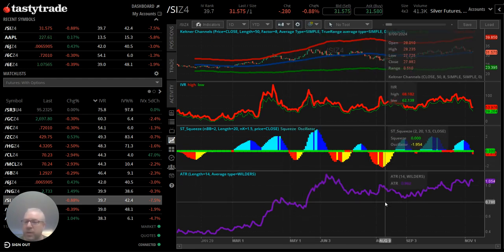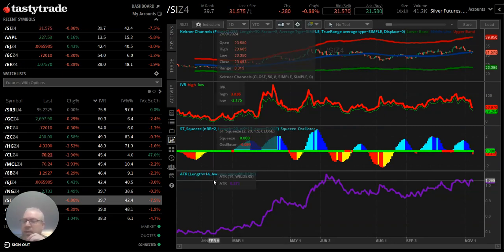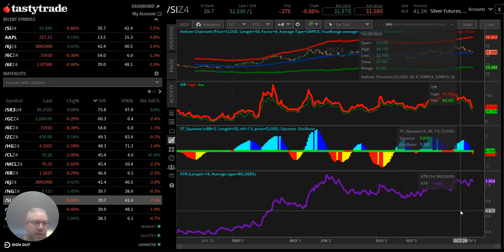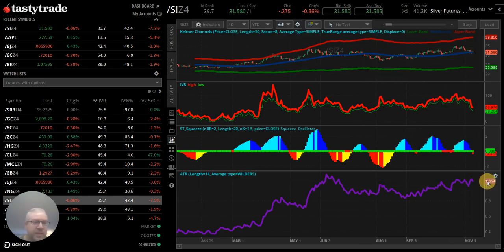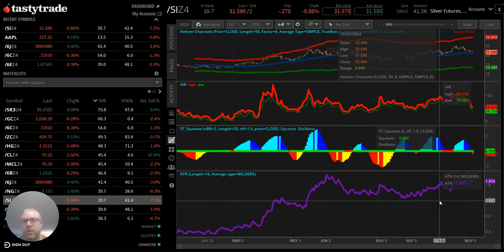The first one, the most important indicator to me, is this one, ATR, average true range. This is the price that the silver future has moved on average in the last 14 days. Let me repeat. In the last 14 days, see this number, 1.05. This is the price that silver has moved on average every single day. They moved a dollar up, a dollar down, a dollar up, a dollar down, on average in the last 14 days.